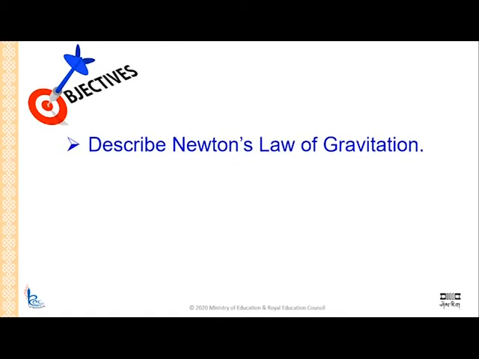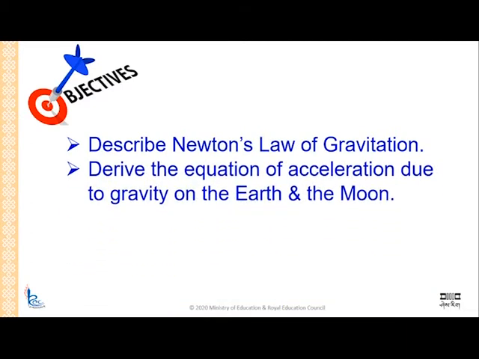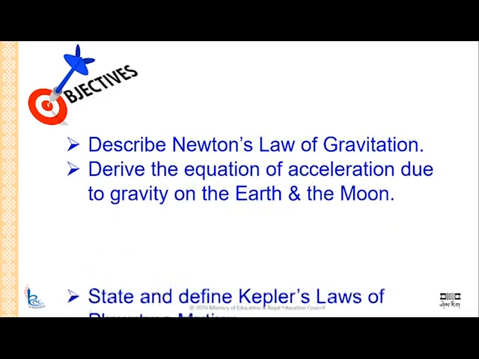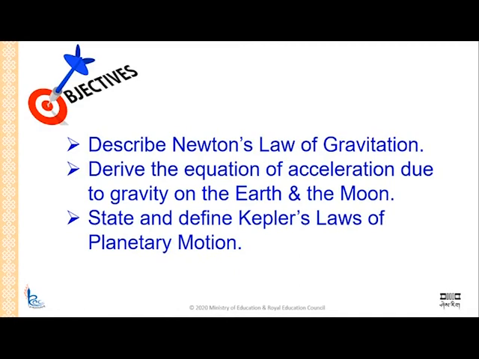The lesson objectives are: describe Newton's law of gravitation, derive the equation of acceleration due to gravity on the Earth and the Moon, state and define Kepler's laws of planetary motion.